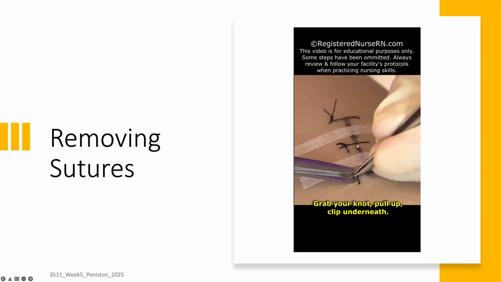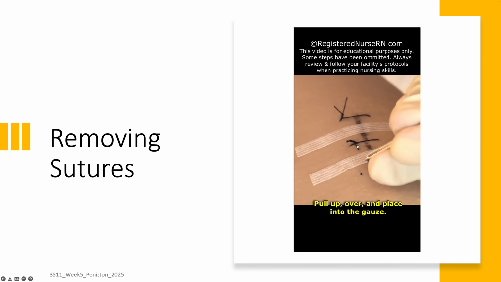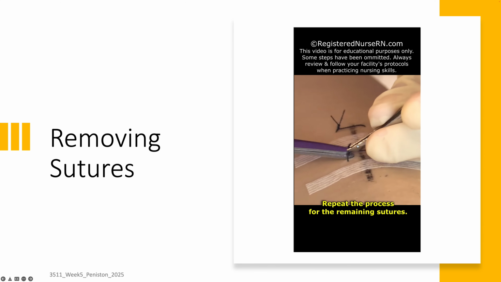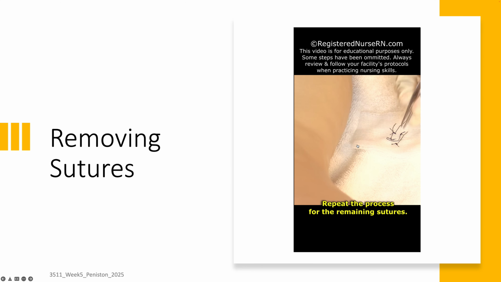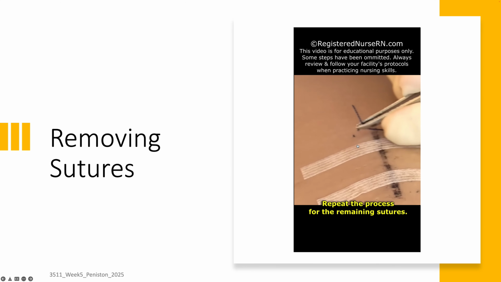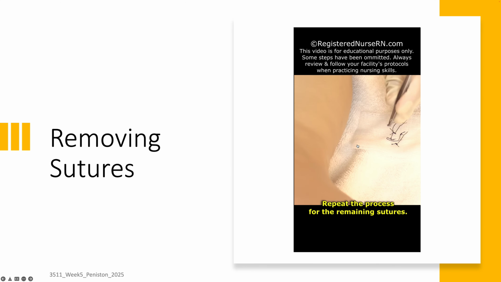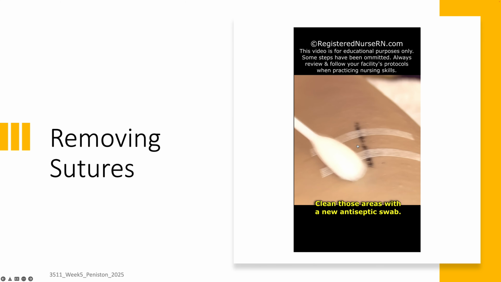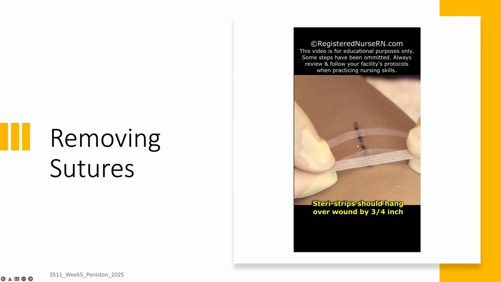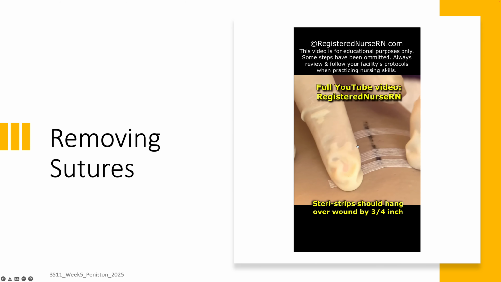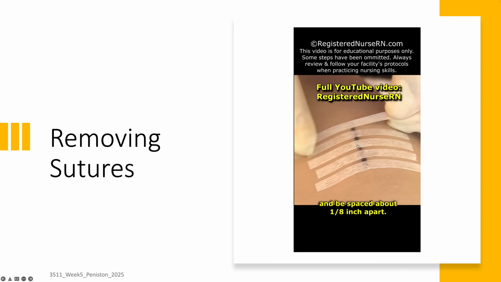Grab your knot, cut underneath, pull up, and then over. Place in the gauze. Cut underneath and lift up and pull over and drop it in the gauze. Grab the knot, cut underneath, lift up a little bit, and then pull over. Take a new antiseptic swab, clean those areas 3/4 inch on each side of the incision, about 1/8 inch apart.